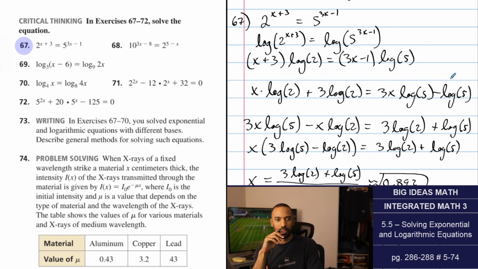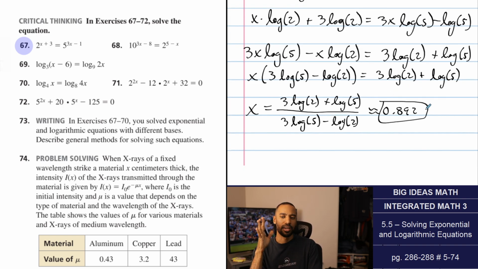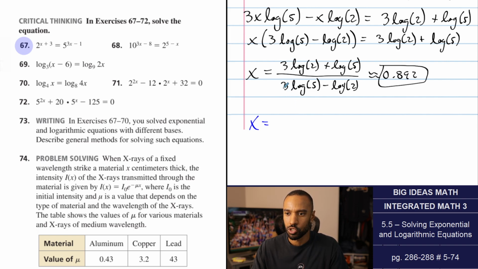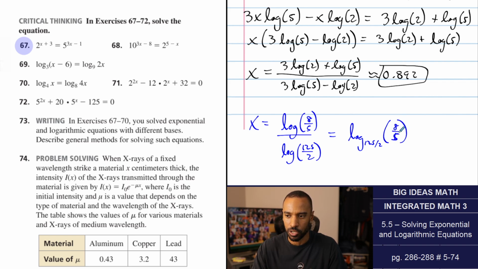I'm contemplating whether doing something with a specific base would be any better. Probably not. This is fine. Even if I did a condensed form of this, the best thing I could do for myself would be maybe this: if I condense this, this would be log of 2 cubed over 5, so log of 8/5, divided by log of 5 cubed over 2, or 125 over 2. That means this would be log base 125 over 2 of 8/5. That's a condensed version of this answer.